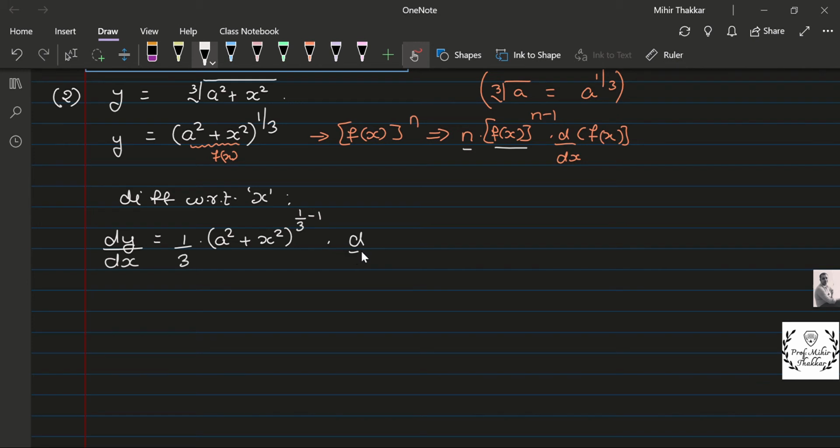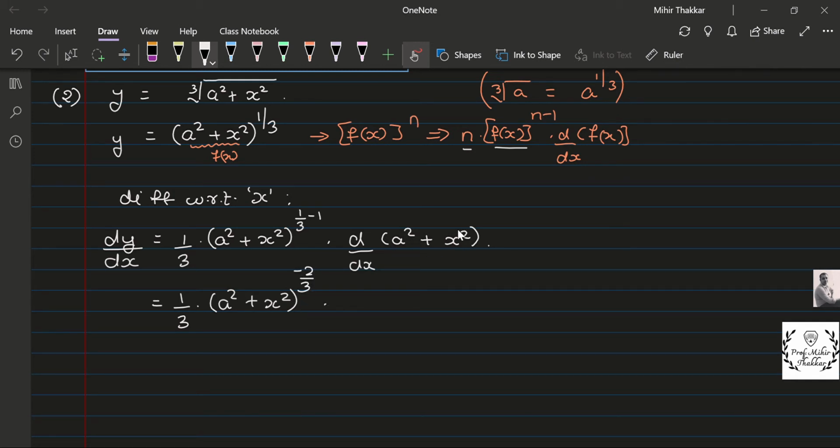multiplied by the derivative of a square plus x square. So now over here, this 1 by 3 will remain as it is. a square plus x square to the power 1 by 3 minus 1. When you take LCM over here, guys, 1 minus 3 will become minus 2 upon 3.